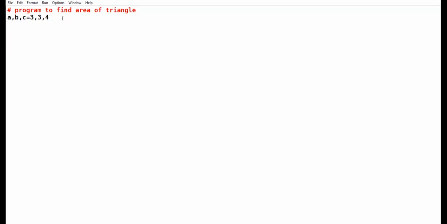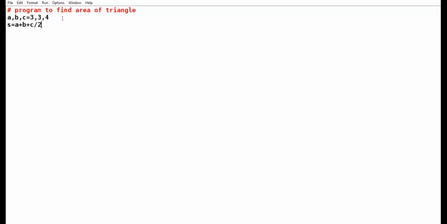So let us find first of all the value of S. Now all the three sides are added and together they are divided by 2. If I am doing this, am I correct here or not? What will happen in this statement? In this statement, only C value will be divided by 2.